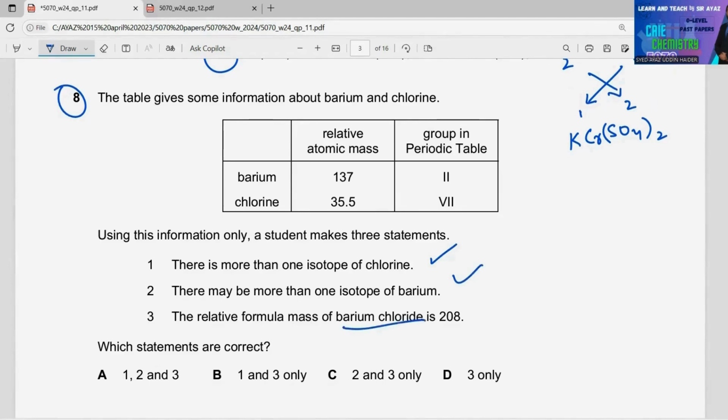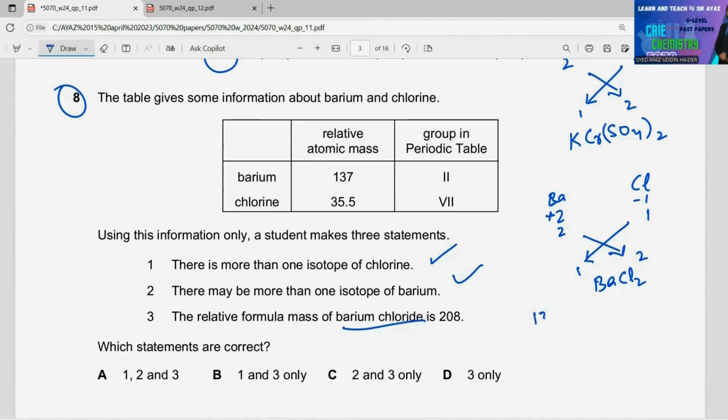So for this, we need to predict the formula between these two. As barium belongs to group 2, it must have +2 as its valency. What about chlorine? Chlorine belongs to group 7, which means it must have -1 as its valency. Ignoring the charges, we get 2, 1. Swap these values: 1, 2. We get BaCl2.